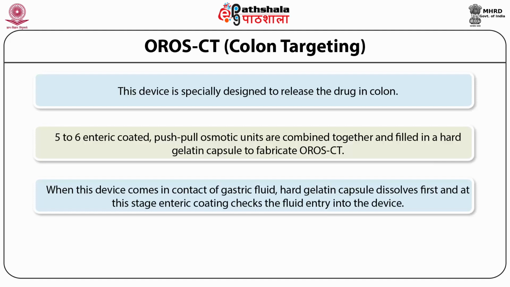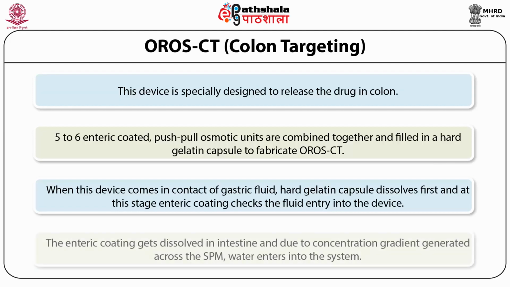So actually, dissolution or separation of the top layer of the capsule starts in the stomach region. However, it also has a further coating. That coating is an enteric coating that protects the inner core at this stage, and only starts dissolving in the colon. The enteric coating gets dissolved in the intestine, in alkaline pH, and due to the concentration gradient generated across the semi-permeable membrane, water enters the system.